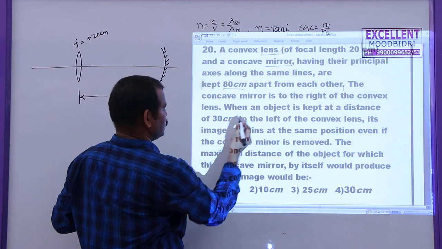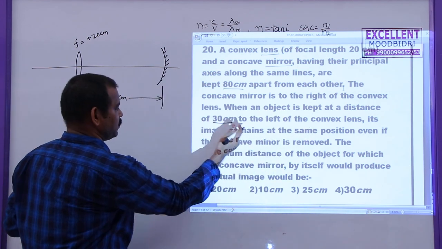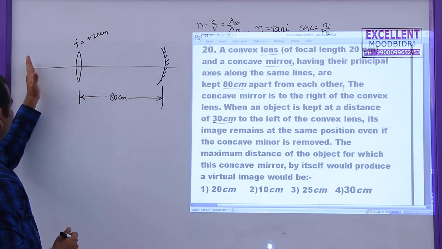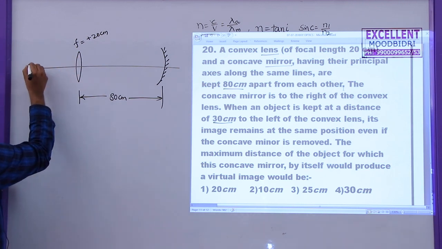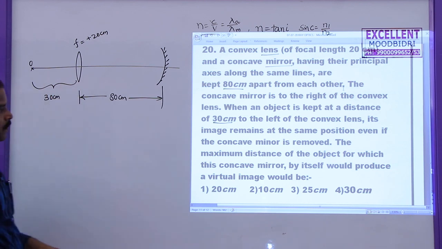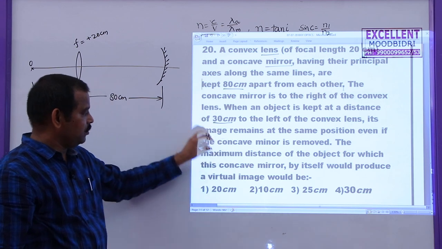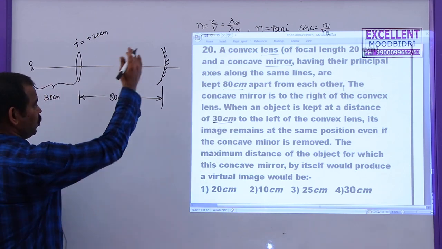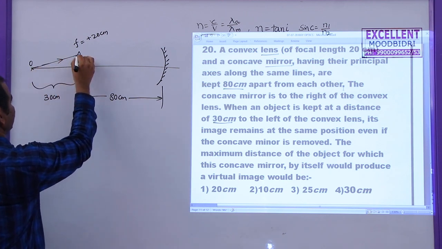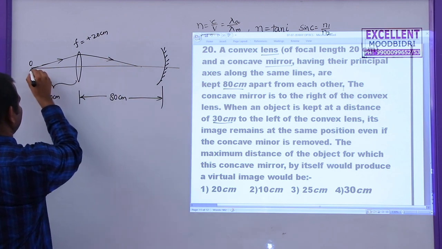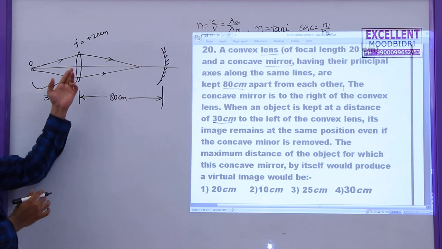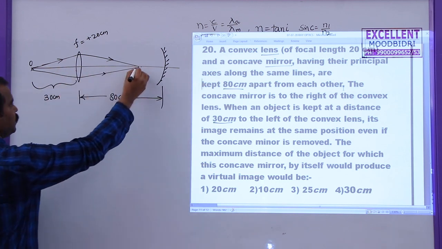Now, in this case, an object is kept at a distance of 30 centimeters to the left of the lens. So here the object is kept on the left up to this point. So this is the object which is kept at a distance of 30 centimeters to the left of the convex lens. The image remains at the same position even if the concave mirror is removed. Now, with the concave mirror, where will the image be formed? Let me check. So this is the incident light ray. After refraction, it will converge somewhere. So where is the image formed? With the help of this convex lens, the convex lens will produce an image somewhere here.